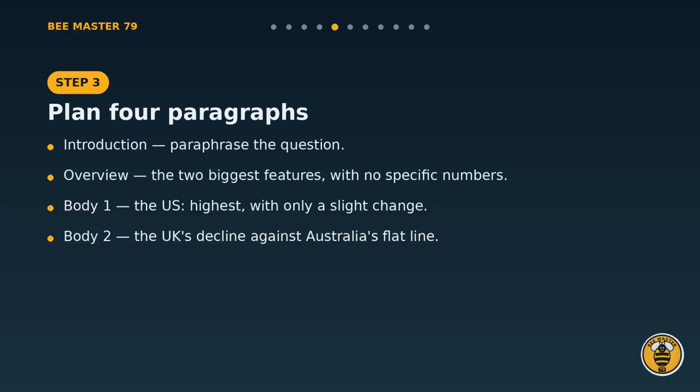Now plan 4 paragraphs. An introduction that paraphrases the question, an overview with the 2 biggest features and no specific numbers. Body 1 on the US, and Body 2 comparing the UK's decline with Australia's flat line. With that plan, we are ready to write.